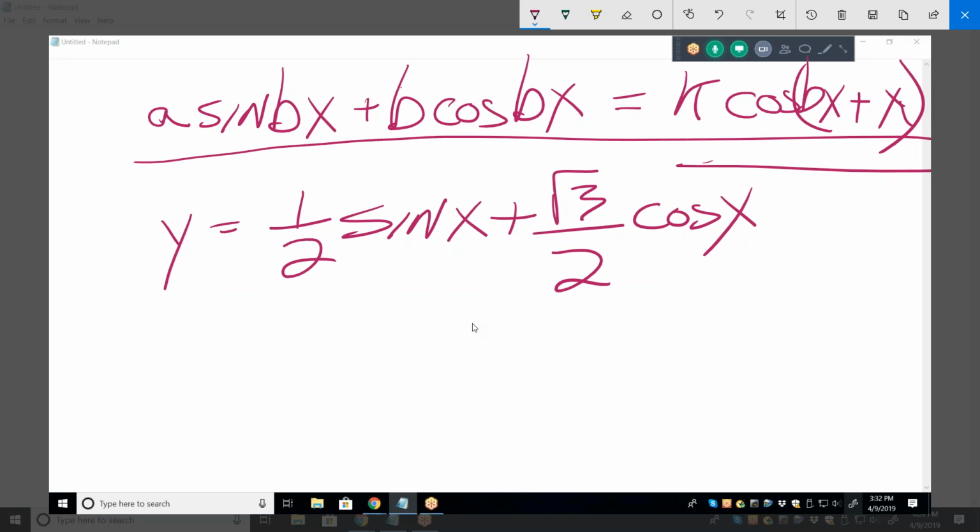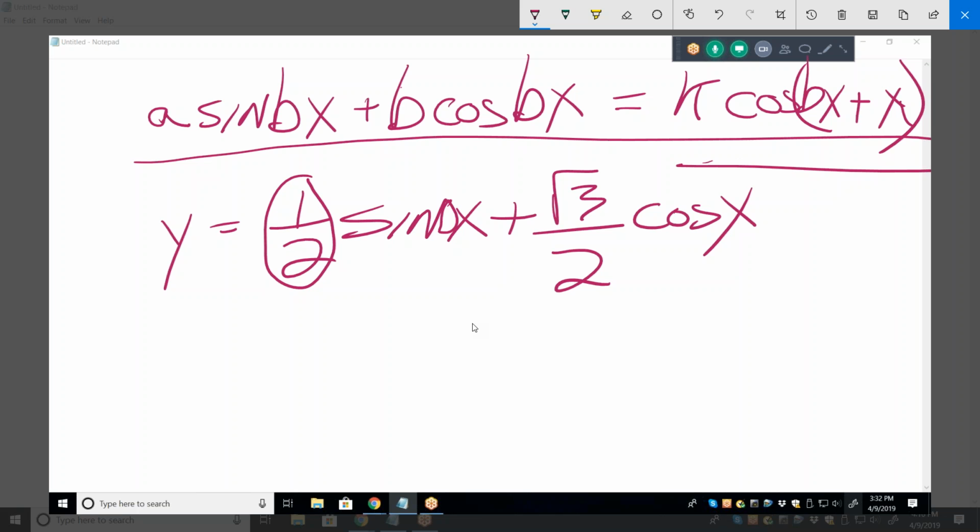Is this sum to product? Well, I think it is, because we have a sum on the left side of the equation, and we have a product on the right side. So let me just pull up my formulas for that. Sum to product. We don't really need any more than what you've given me, because what you gave me was A, B.